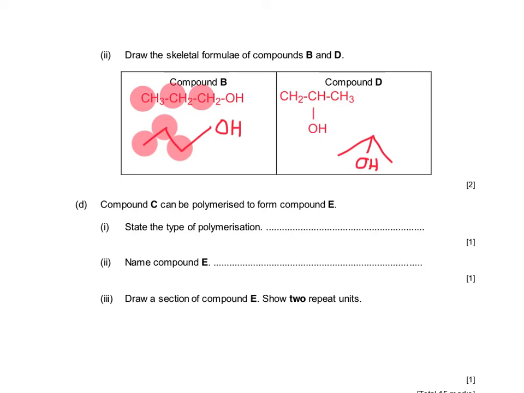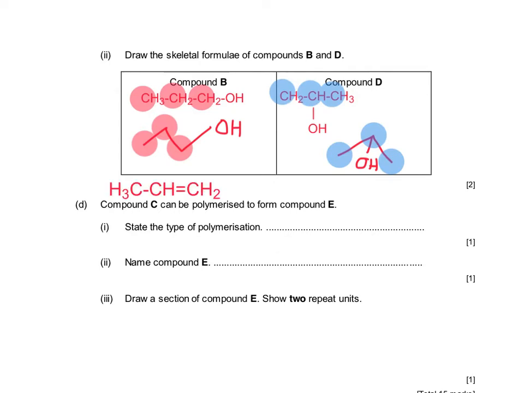and you can see them on the displayed form for the structural formula as well. And you can see the similar arrangement for compound D too. So it says compound C can be polymerized to form compound E, and it asks you to state the type of polymerization.